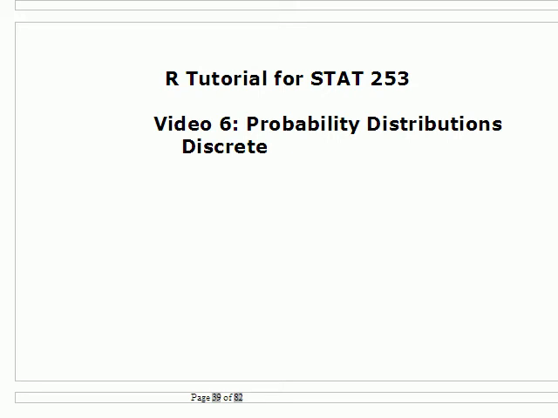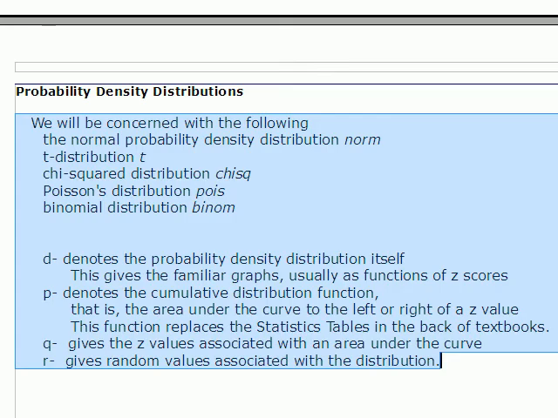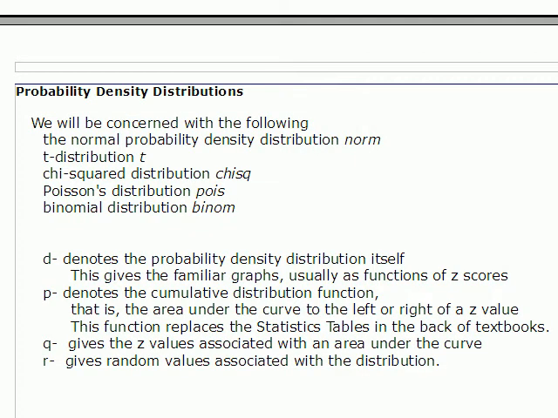In this tutorial, I'll look at the discrete probability distributions, and the ones we're going to consider are the binomial distribution and Poisson distribution. First, let's recall our convention for naming these distributions. It gives them a base name, and the ones we're going to consider here are Poisson and binom, for binomial and Poisson distribution. Then the single letter prefix D gives you the points along the curve.